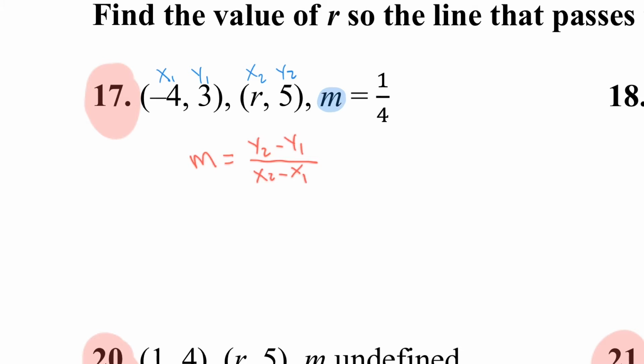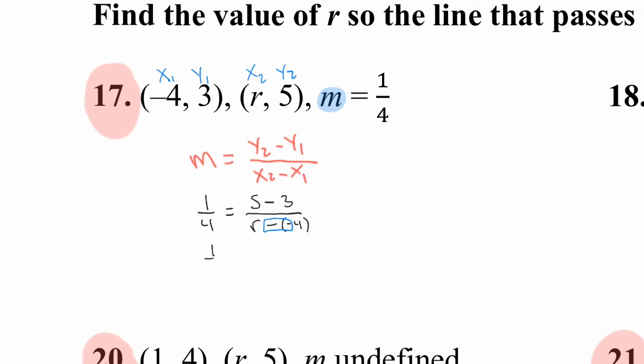So when you look at the formula, we do have m. What is the value of m? 1/4. I put 1/4 here, equals y2 is 5 minus y1 is 3, over the bottom, x2 is r minus, and x1 is -4. Now, since it is negative and I already have a minus, I need to use parentheses, -4. On the bottom, we do have double negatives, so I need to turn that into positive, and then I need to solve for the variable that we want to find. And r is the variable that we want to find.